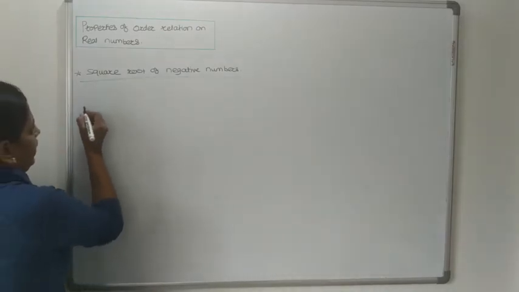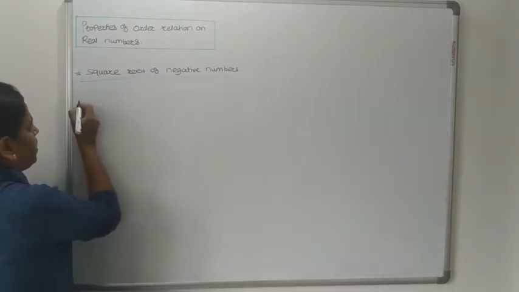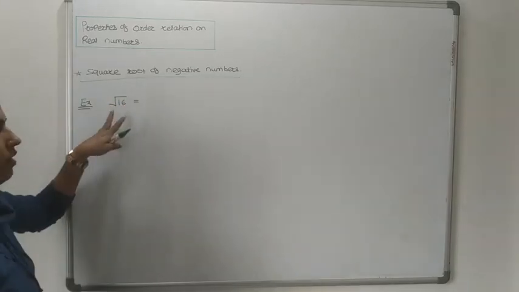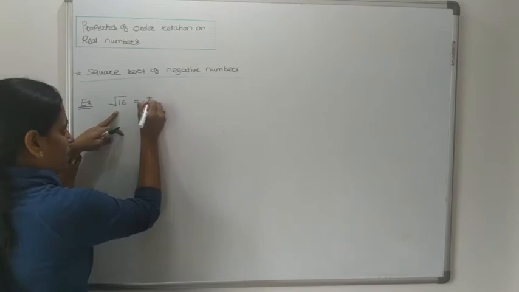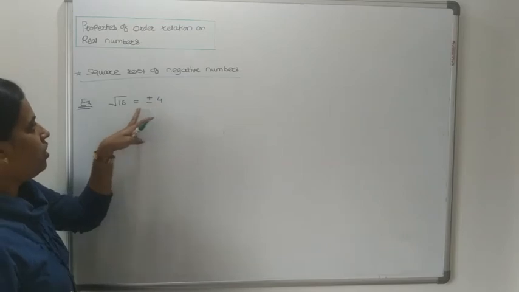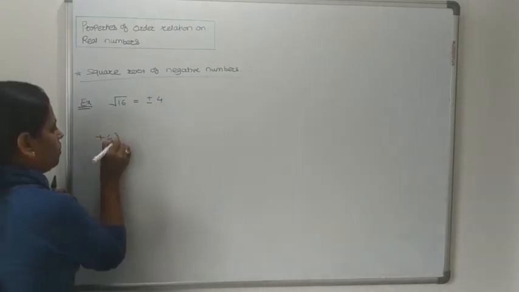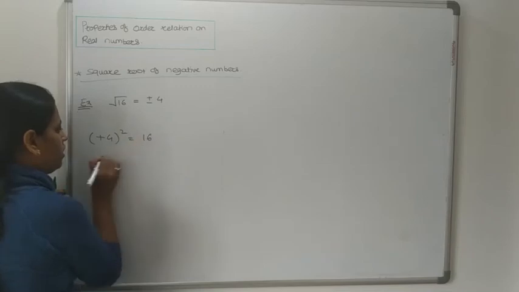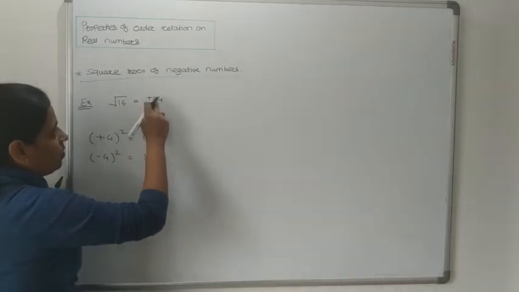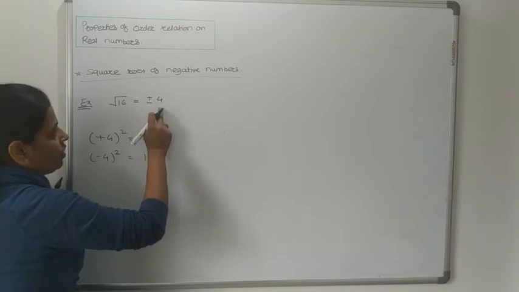We have already learned how to find the square root of positive integers. Consider one example: when we find the square root of 16, what is it? Square root of 16 is plus or minus 4. Why? Because 4 squared is 16. When we take plus 4 squared, the answer is 16. When I take minus 4 squared, the answer is plus 16. Therefore, the square root of 16 is plus or minus 4.